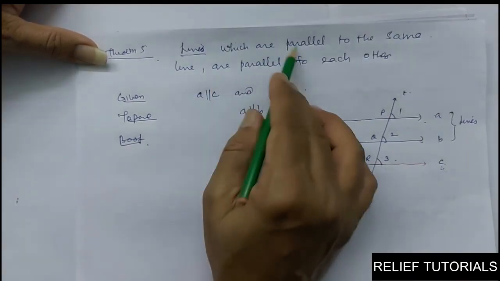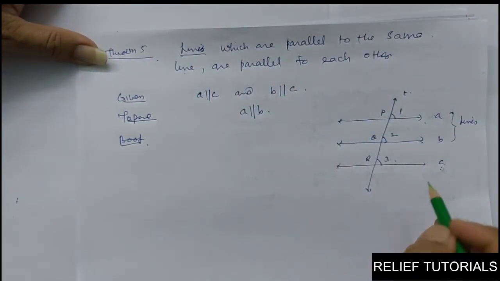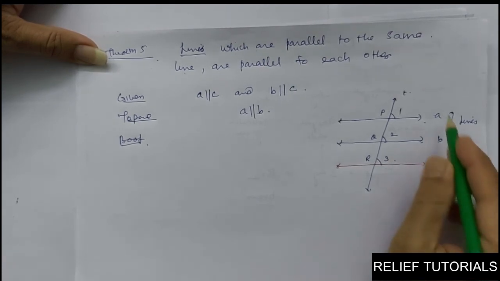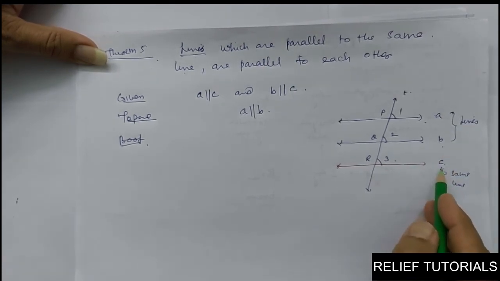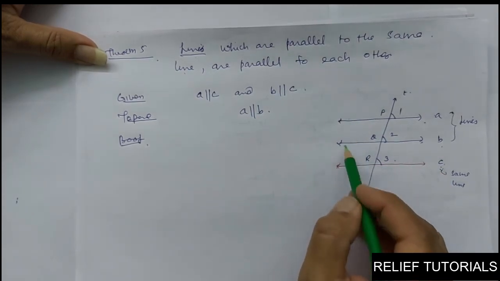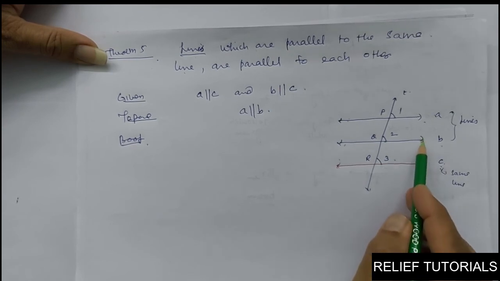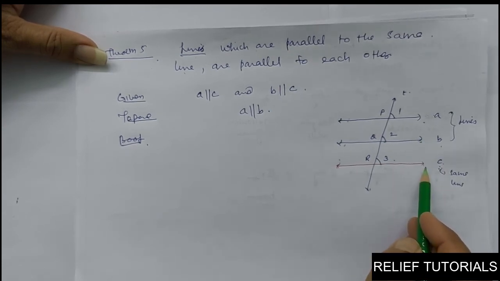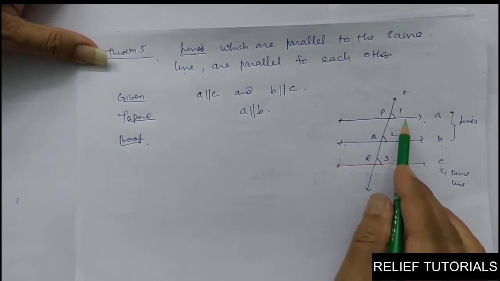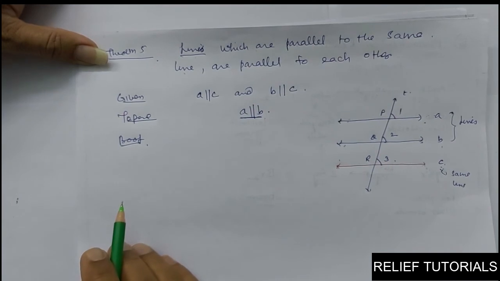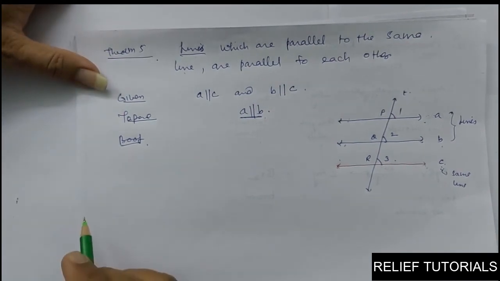So lines which are parallel to the same line. Same line means here C. C is the same line. So these two lines are parallel to C, the same line, then they are parallel to each other. You are given that A is parallel to C and B is also parallel to C. We have to prove they are parallel to each other, that is, we have to prove A is parallel to B. So here we will see the proof.